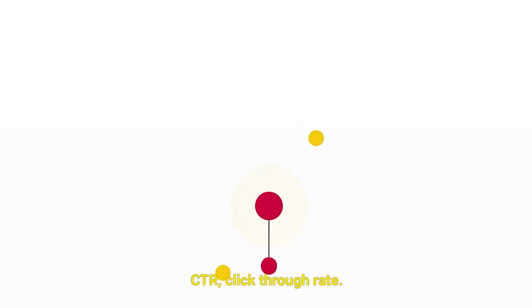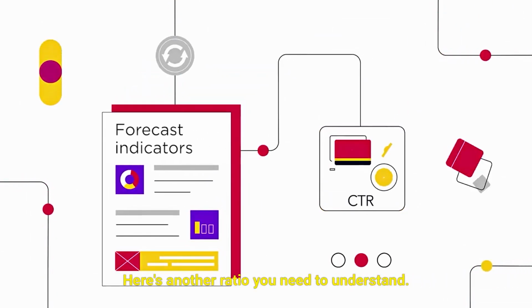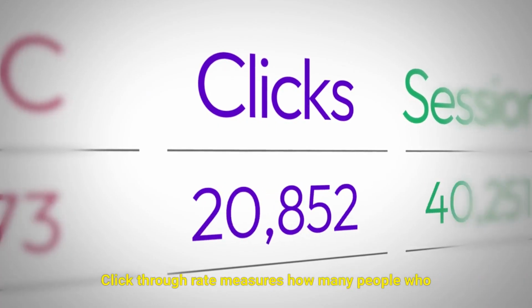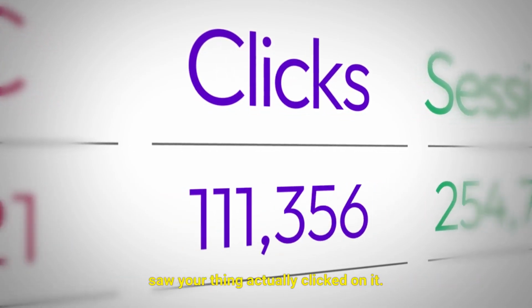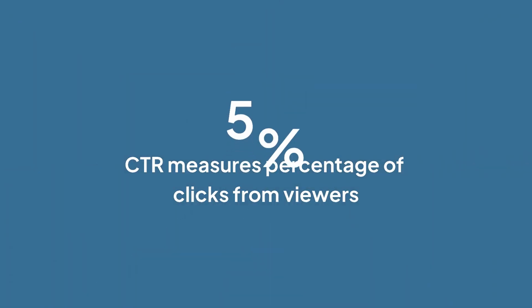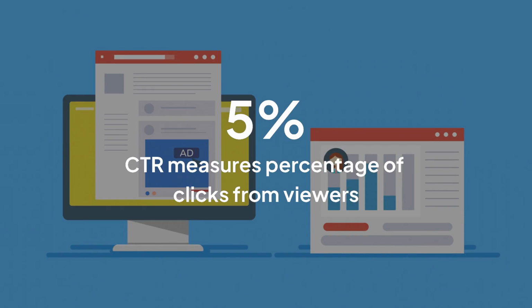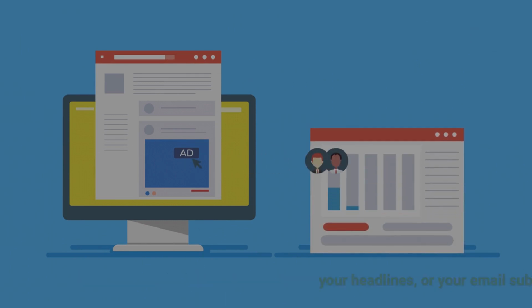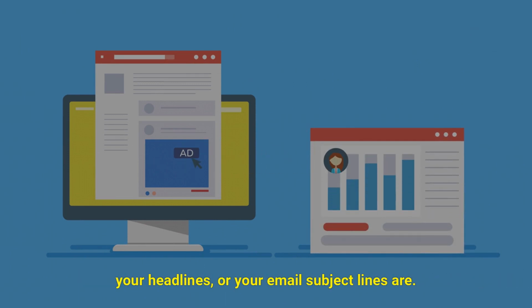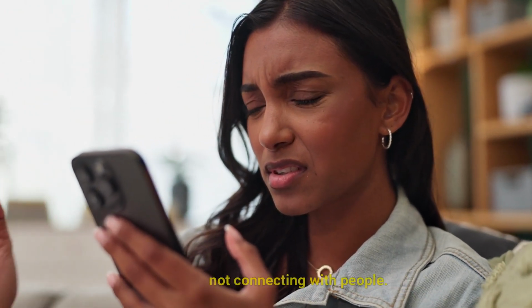Number 5, CTR, or click-through rate. Here's another ratio you need to understand. Click-through rate measures how many people who saw your thing actually clicked on it. If your ad was shown to 1,000 people and 50 of them clicked, your CTR is 5%. This is a crucial indicator of how compelling your ad copy, your headlines, or your email subject lines are. A low CTR usually means your message is not connecting with people.